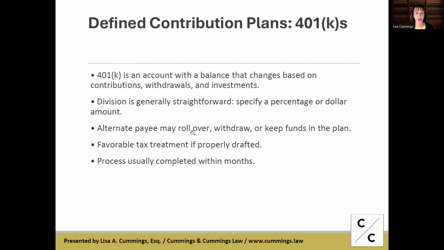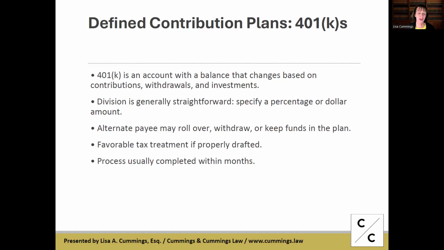So let's talk first about 401k accounts, which are sometimes called defined contribution plans. A 401k is an account that has a balance that's attached to it, and that account balance will change based upon employee contributions, employer contributions, whether the employee makes a hardship withdrawal, for instance, and then the underlying investments. The division of a 401k plan in a QDRO is typically more straightforward than the division of a pension plan account. More on that on the next slide.